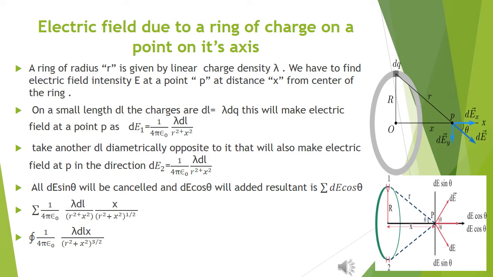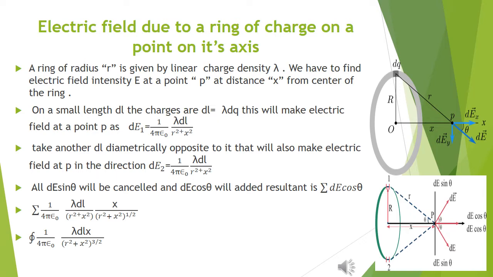Because charges are not in a straight line and their addition will give us a complicated result, and it is not simple like a point charge. So I want to find out a calculation of electric field at the axis of the charged ring, and its center is of course part of the axis. So I will find the electric field due to a ring of charge on a point on its axis.